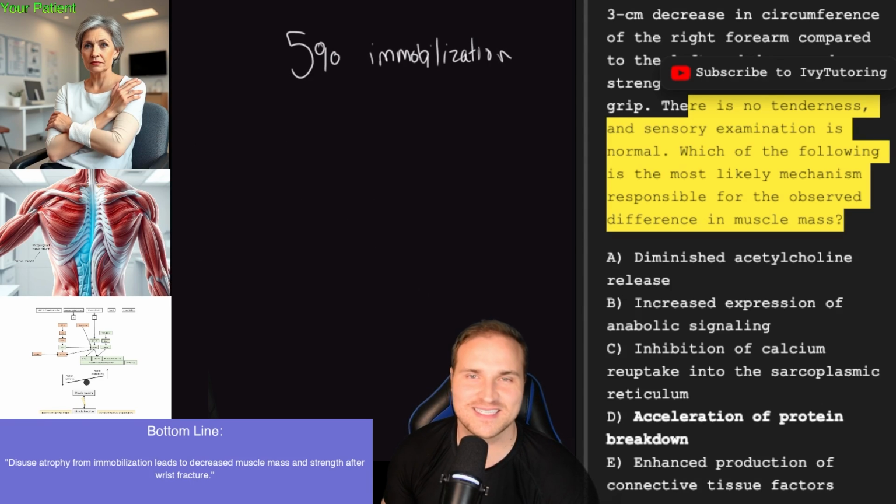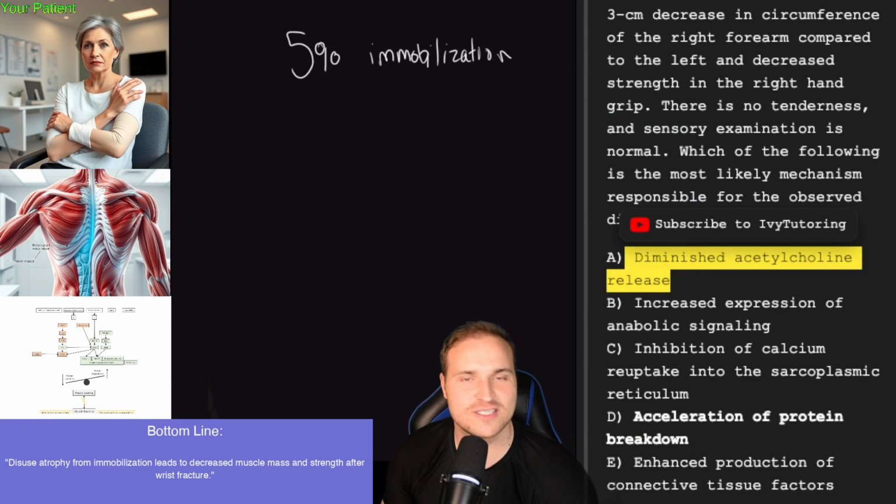So when a muscle isn't used, the body shuts down the protein synthesis and it ramps up the protein breakdown using the ubiquitin proteasome system. And so that shrinks the muscle because it's no longer needed. And so the correct answer here is going to be the acceleration of the protein breakdown. That's our correct answer. Diminished acetylcholine release, that would be seen with something like myasthenia gravis. That would cause weakness, not atrophy with sensory loss or immobilization.